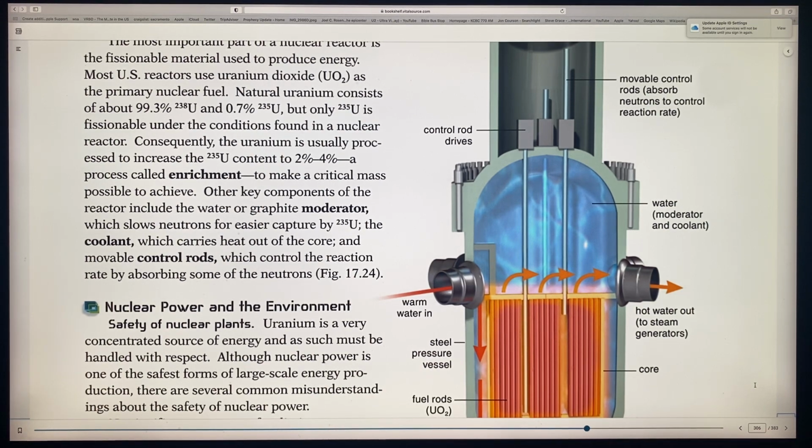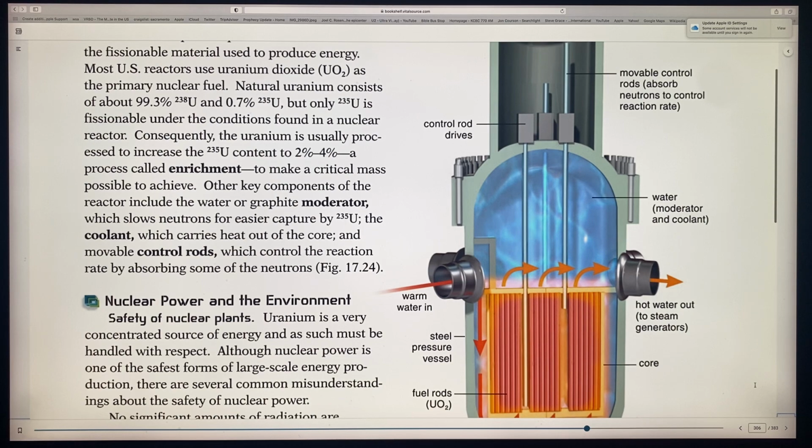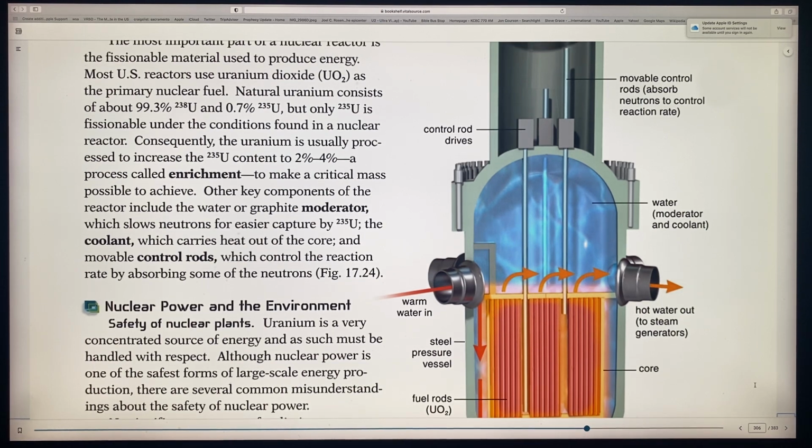The key components of the reactor include, okay, what are the components? They have to have the graphite moderator. Graphite is important. Graphite moderator, which slows neutrons. This will slow the neutrons down so they can capture them. The 235 uranium has to be captured.